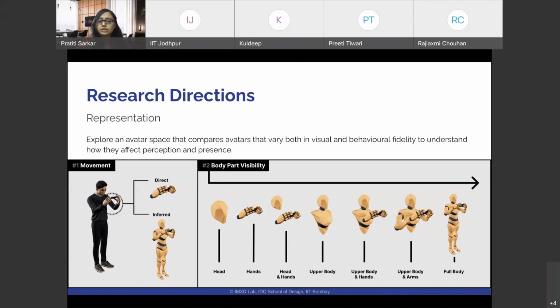So yes, broadly, these are the projects and the factors that we are working upon. So I think I'll end this presentation here.